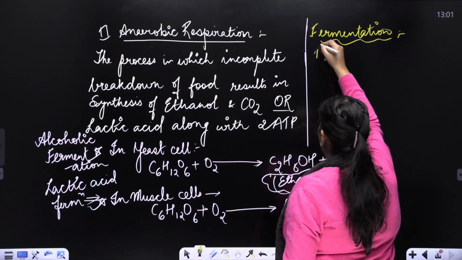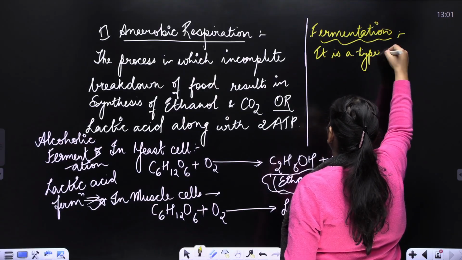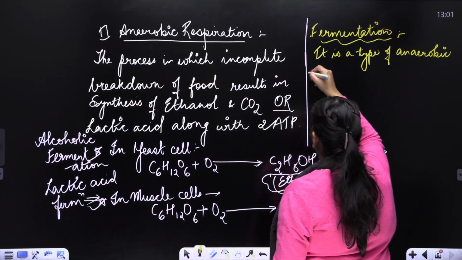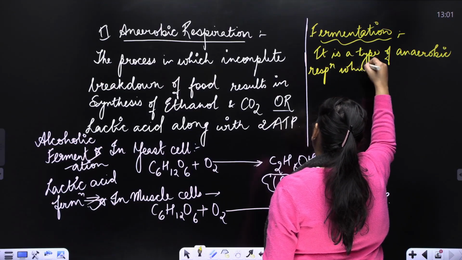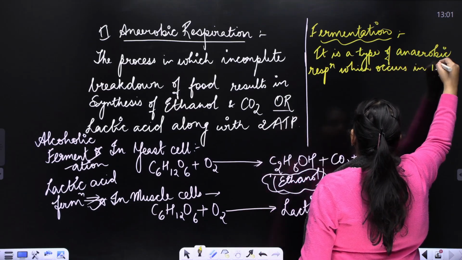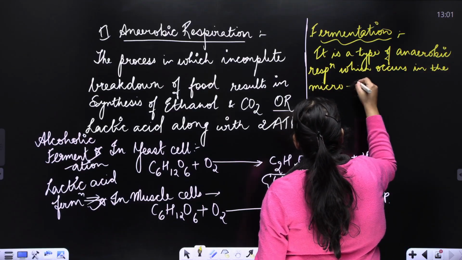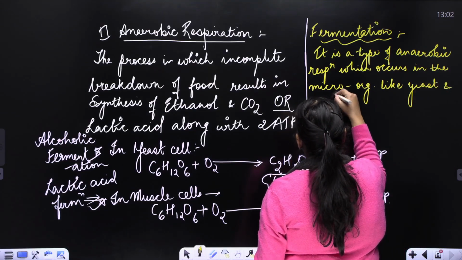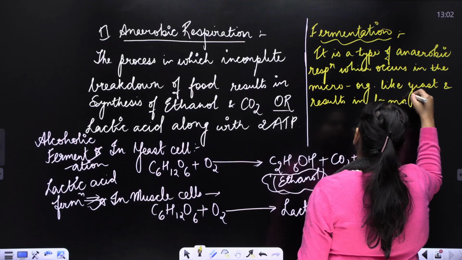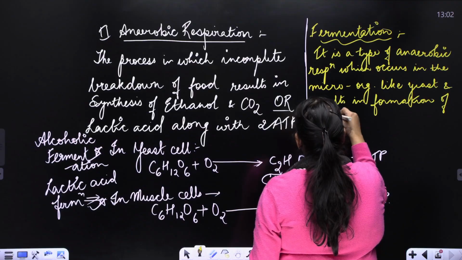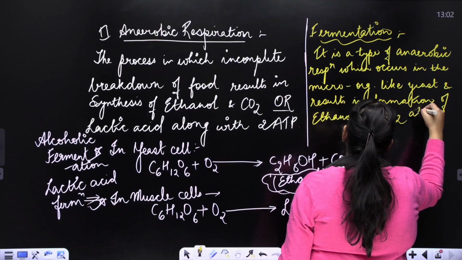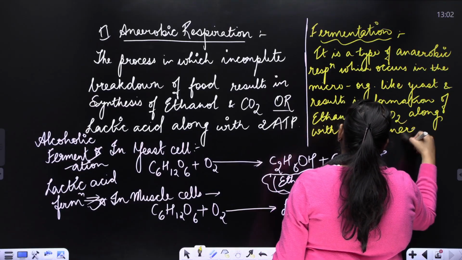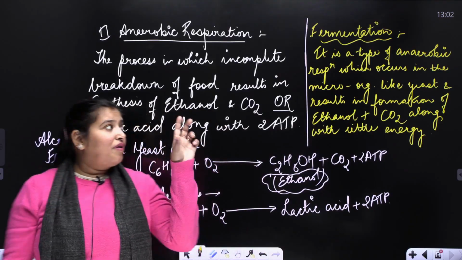Fermentation is a type of anaerobic respiration which occurs in microorganisms like yeast and results in formation of ethanol and carbon dioxide along with little energy. This is what you will write for fermentation.